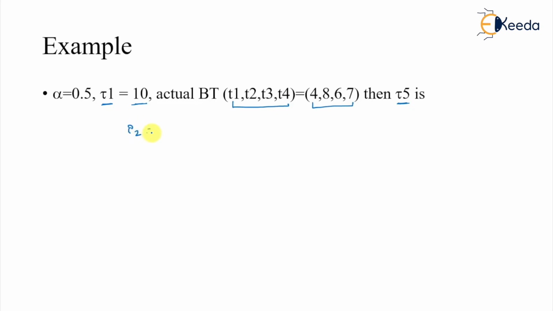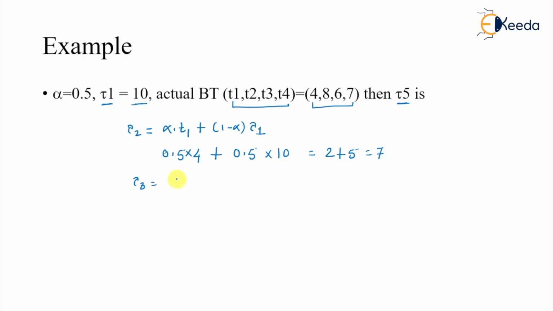Tau 2 will be equal to what? Tau 2 will be alpha times t1, the actual value, plus 1 minus alpha times tau 1. Alpha is 0.5, and t1 is 4. And 1 minus alpha is also 0.5. And tau 1 is given as 10. That will make tau 2 equal to 2 plus 5, that is 7.